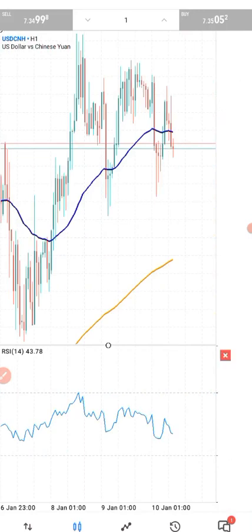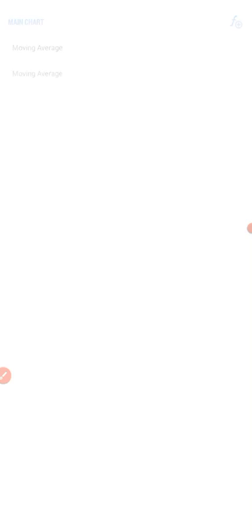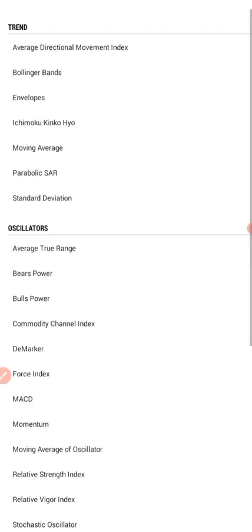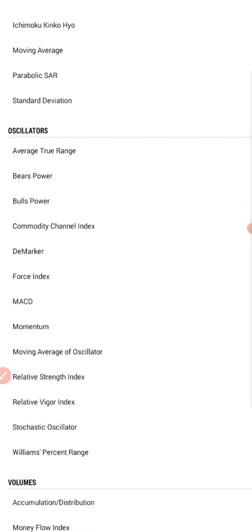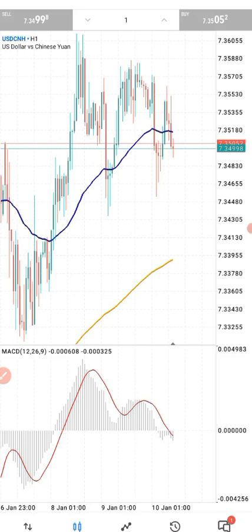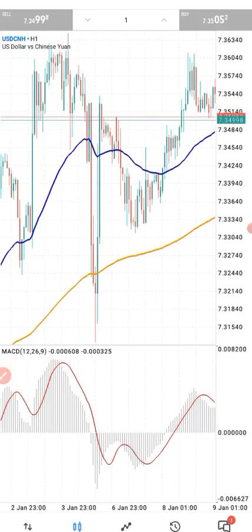So let's now delete this indicator and add another indicator. Let's look at MACD, because the other indicator, stochastic, is almost the same as the relative strength index. Let me explain how it works. I love the MACD because it gives you what we call the divergence. Very easy, you can locate the divergence.